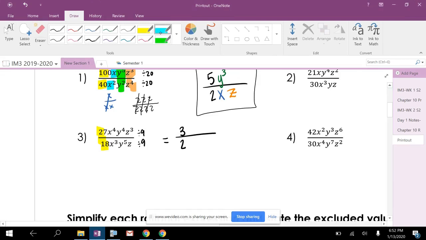Well, in blue here, I have 4 x's on top, 3 on bottom, which leaves me with 1 x, and it's going to be on top. Again, because you have 4 on top, 3 on bottom, 3 of them are going to cancel, and 1 is going to be left on top.